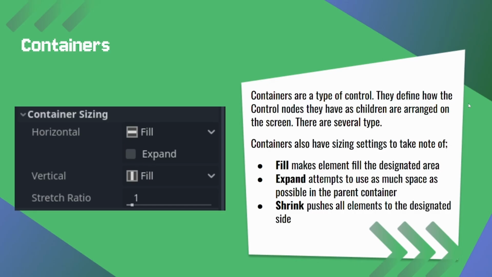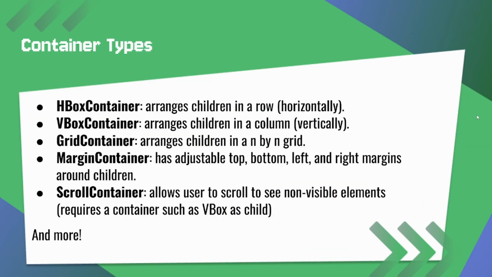I will demonstrate that in a second. But there are several types. So there is the HBox container, which arranges children in a row horizontally. The VBox container, which arranges them in a column vertically. A grid container, which will arrange them in an n-by-n grid, so the n will be whatever size you want. The margin container has adjustable top, left, bottom, and right margins around children.